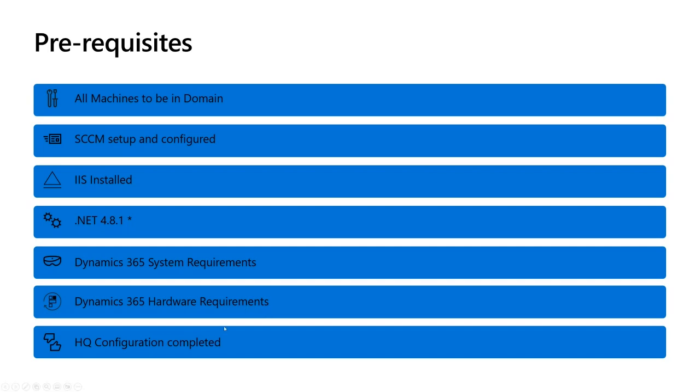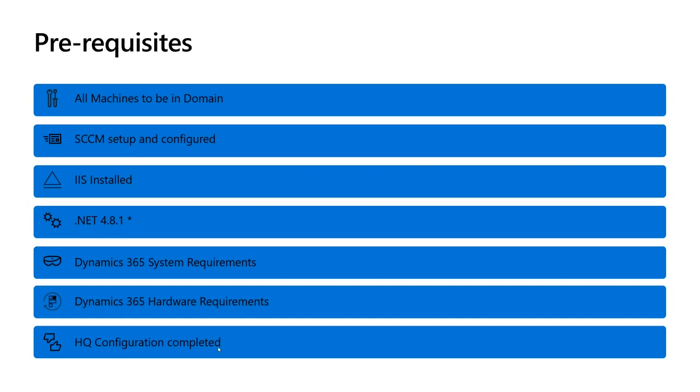So those kind of hardware requirements it covers. We do mention about HQ configuration completed. The reason behind it, you want to make sure you already have your register configured, you already have your devices configured. So you have validated your devices and registered them and made sure they are ready to be used for the Store Commerce app.